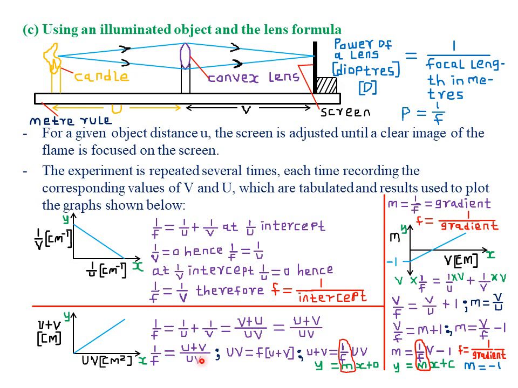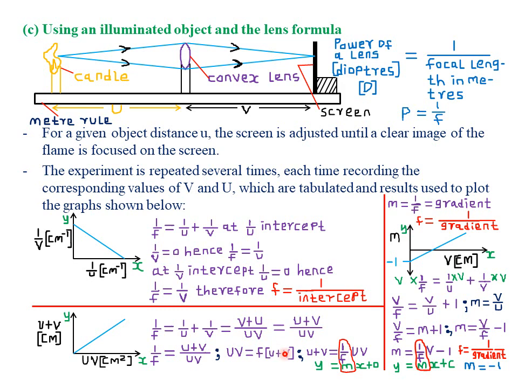Remember, the aim is simply to rearrange this equation to be linear, or to align with the equation of a straight line, that is y equals mx plus c. From there, I'll simply cross multiply. So 1 multiplied by uv, you just obtain uv. Then f multiplied by u plus v, you just obtain f into u plus v.